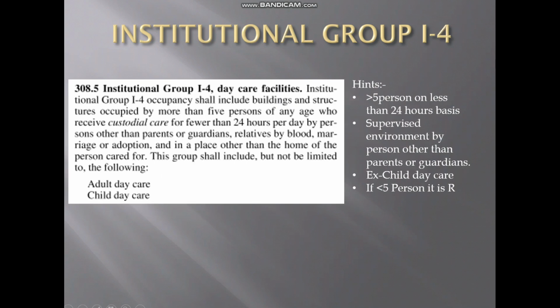The next one we are going to see is I4. The quantity is the same, more than 5 people, on a less than 24-hour basis. That is the difference between I1, I2, I3 and I4. The last 3 we saw were completely 24-hour basis, but here for the first time you can see less than 24-hour basis, and they are in a supervised environment by a person other than parents or guardians, for example child daycare or adult daycare. If less than 5 people, then it will come under residential occupancy. It will not be an institutional group.